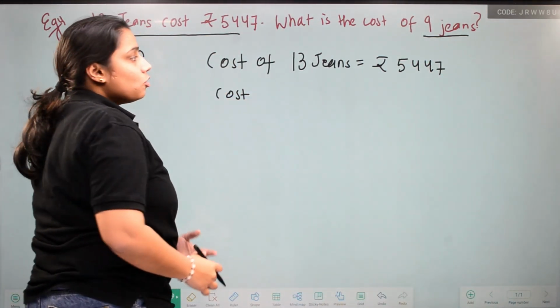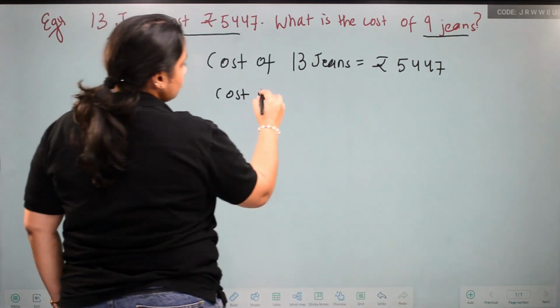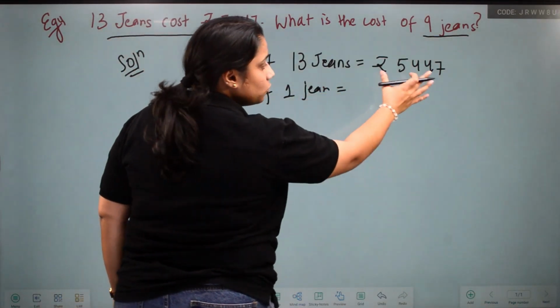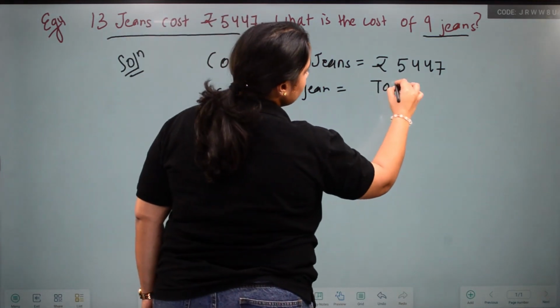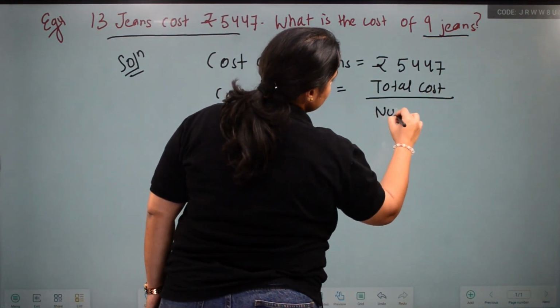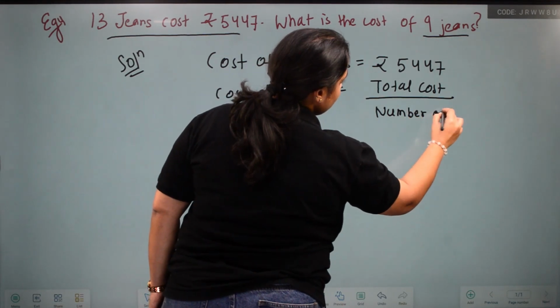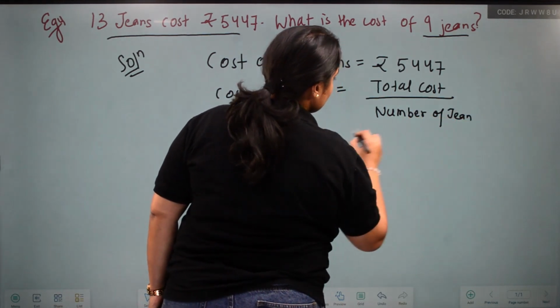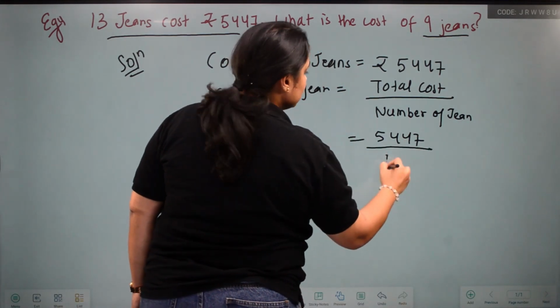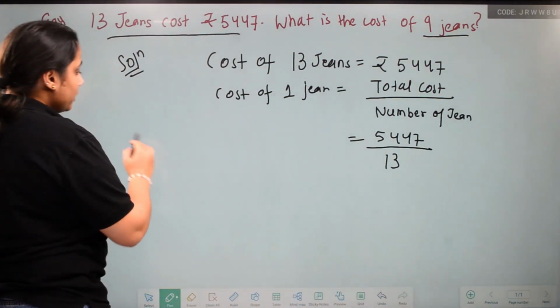Firstly, we need to find the cost of one jean. The cost of one jean will be equal to the total cost upon the number of jeans, which is equal to 5447 upon 13. Let's divide it here.